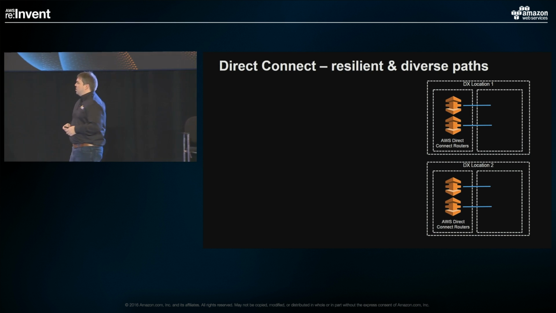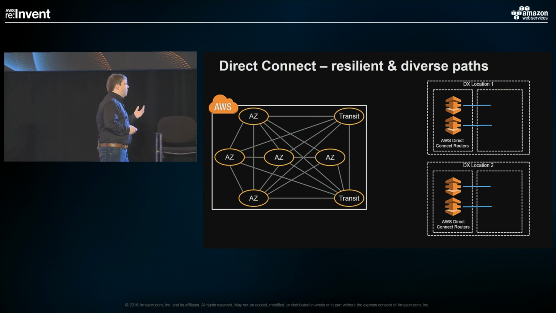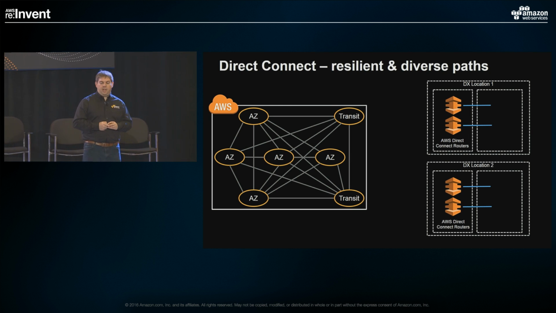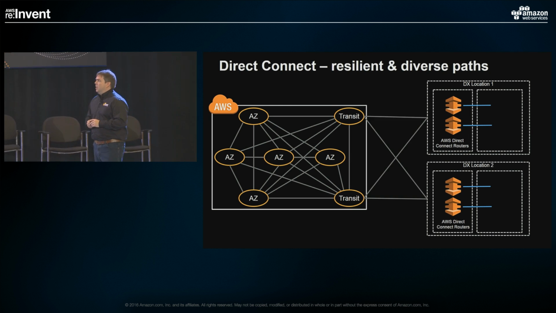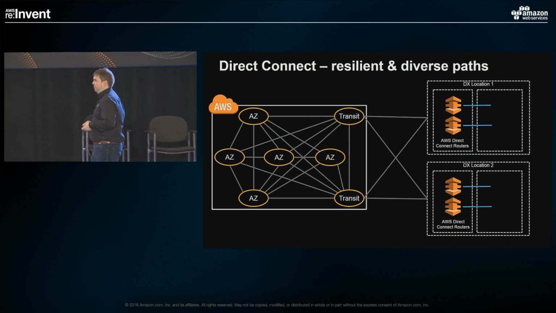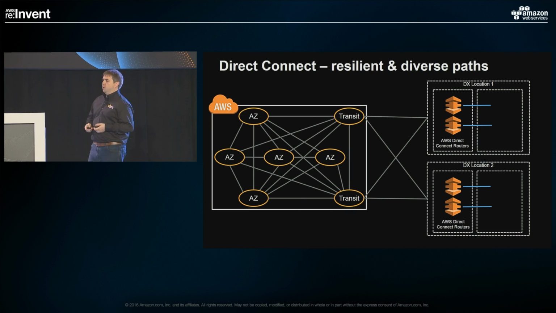These 2 Direct Connect locations, though, need to be connected back to an AWS region. So here we have an example of an AWS region with multiple availability zones and the 2 transit centers associated with that. Each Direct Connect location then has diverse and resilient connectivity back to that region. So you can now build a very resilient, very highly available solution using Direct Connect.